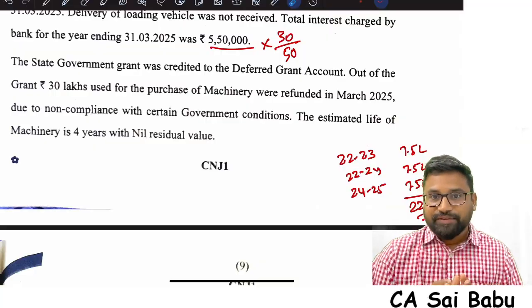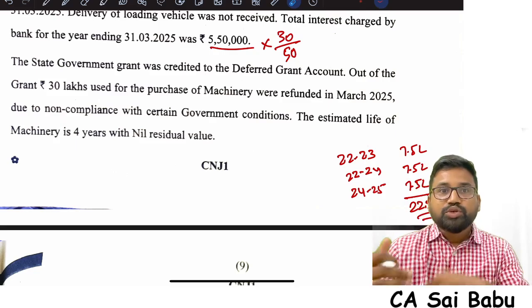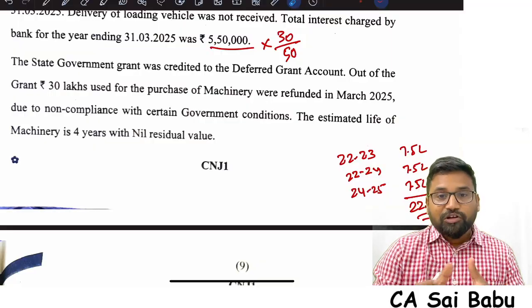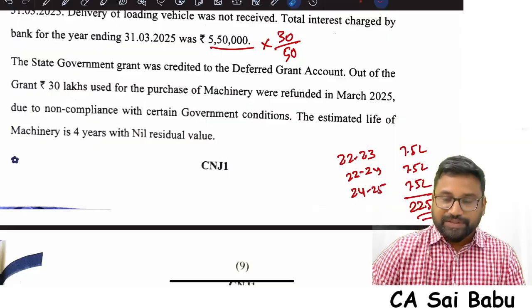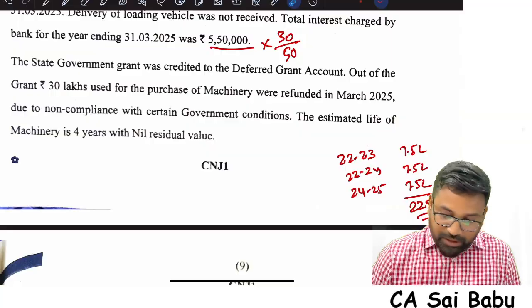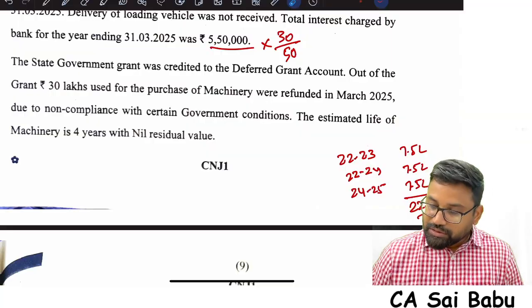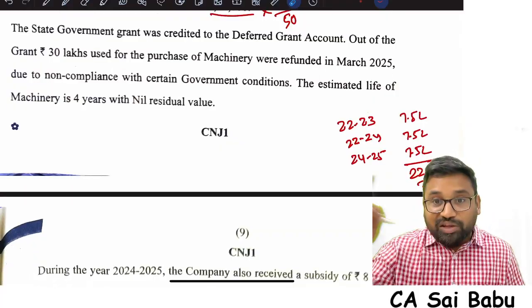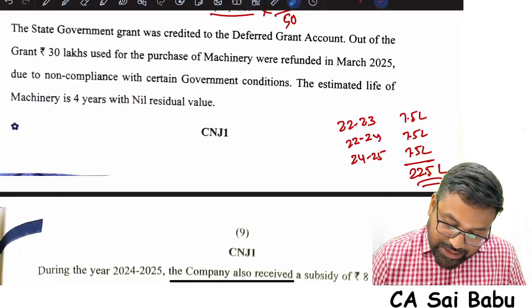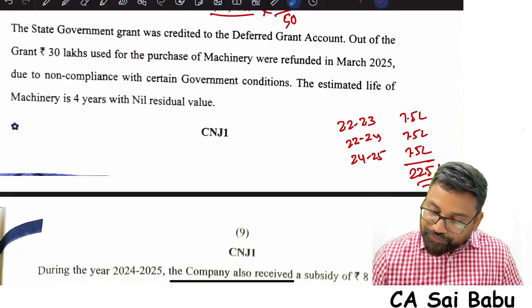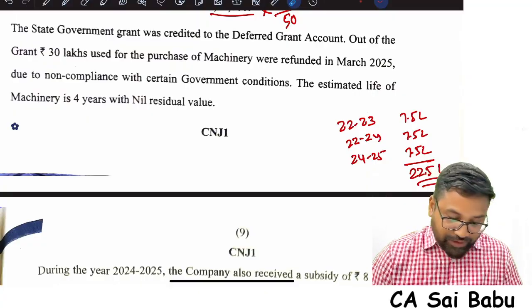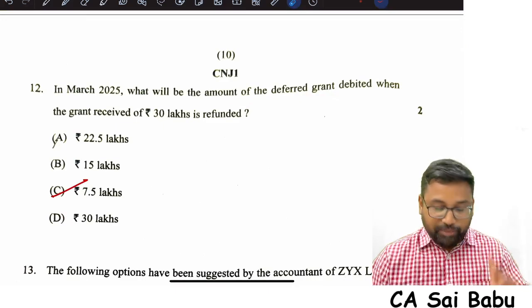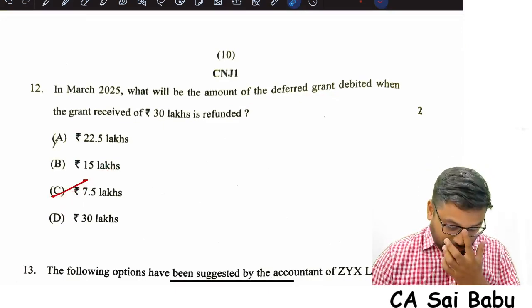You know, when the grant is received, it is used for a depreciable fixed asset and it is transferred to deferred government grant. This deferred government grant will be transferred to P&L account in proportion to the depreciation. Here the life of the asset is 4 years, 30 lakhs is what we have used, so every year 7.5 lakhs is transferred to P&L account. So by the time when you are refunding, how much amount is still remaining, sir? 22.5 out of 30 is already transferred, so 7.5 lakhs is remaining. That is what we need to debit to deferred government grant. Deferred government grant account debit to bank account.